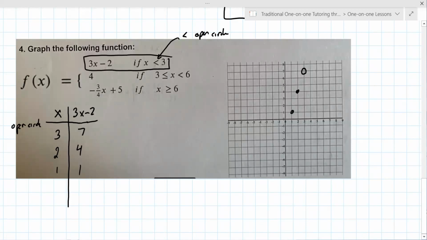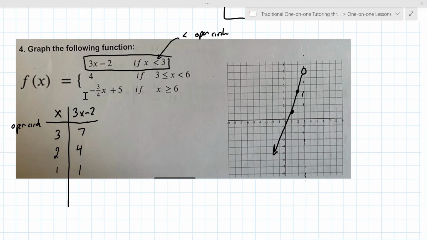1, 1. Now this is the part that most students often mess up, is you have to start from 3 and go backwards. You have to connect this direction. It would be wrong to go up this way because there's a break here. There's a window for less than 3. Is that okay? Yeah, that's perfect.